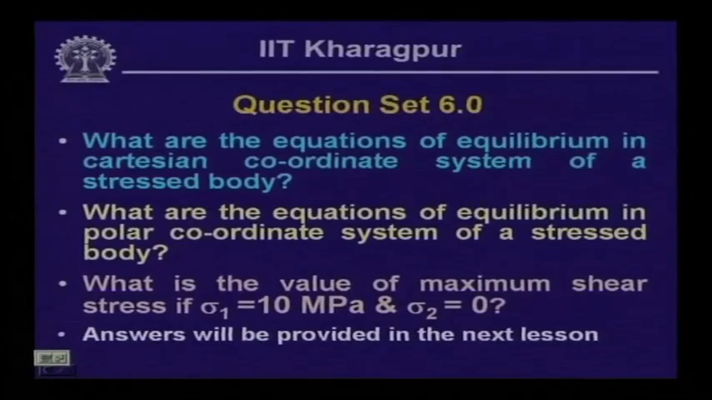Now, having looked into these aspects of stresses, let me pose some questions for you. What are the equations of equilibrium in the Cartesian coordinate system of a stressed body? What are the equations of equilibrium in the polar coordinate system of a stressed body? And what is the value of the maximum shear stress if sigma 1, the maximum principal stress, is equal to 10 MPa, and the minimum principal stress sigma 2 is equal to 0?